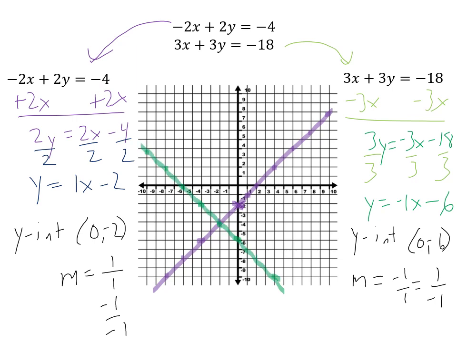And then we have one point that they intersect at, and we write that. One solution. And that point that it is the solution at is negative 2, negative 4. Okay, go ahead and make sure you've got all of that, and then we'll go ahead and take our test.